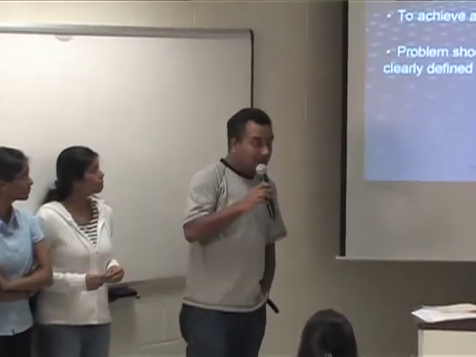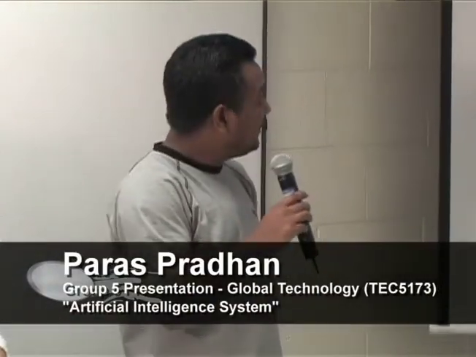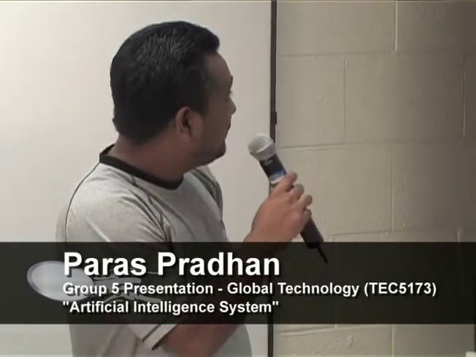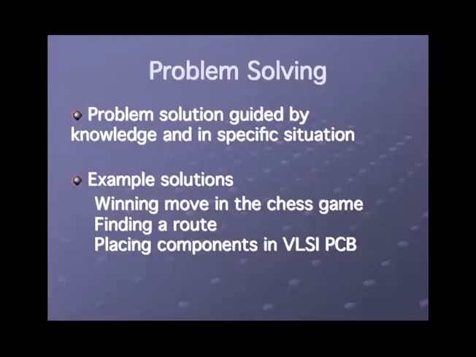Basically, artificial intelligence is about complex problems being solved by intelligent machines, and I'm covering problem solving in artificial intelligence. Problem solving is to achieve an acceptable solution or a goal with the use of artificial intelligent machines. We should define the problem so that it is narrow in focus and clearly defined. Every problem should be represented by some knowledge to the system so that it can understand it. The problem solution is guided by knowledge and the specific situation, so it depends on the situation also.